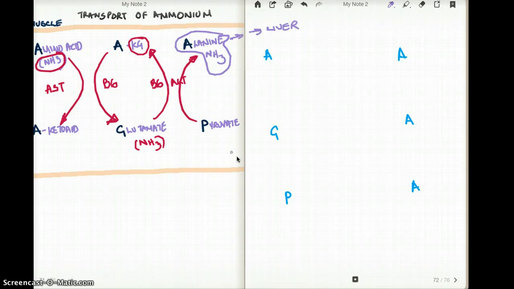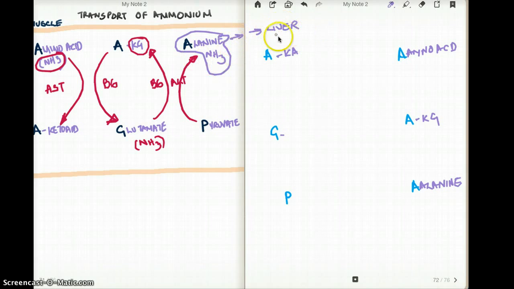So we have to be able to recognize and jump onto the question right away, no matter which situation they give us, right? So again, it's the same thing, so we should not be scared. So again, we have our amino acid here. This is going to be our alpha ketoglutarate. This is going to be our alanine. Okay, nothing has changed really. I mean, it's the same thing. This is going to be our alpha ketoacid. This is going to be glutamate, and this is going to be pyruvate.